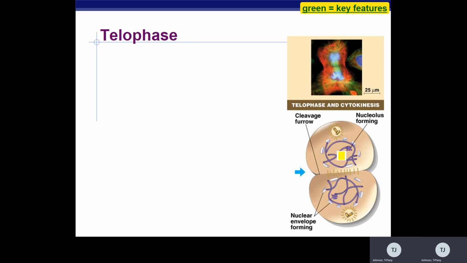All right, telophase. Last phase of mitosis. Go ahead and draw it. I know that's going to take a minute, but go ahead and draw it. Notice that the nuclear membrane is starting to come back. And also, you notice that the nucleolus is starting to form again. And that's in each of the new cells.